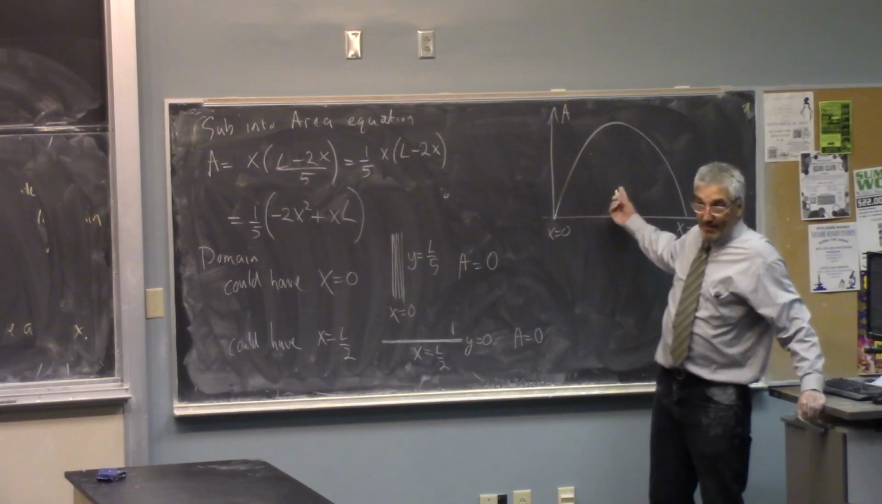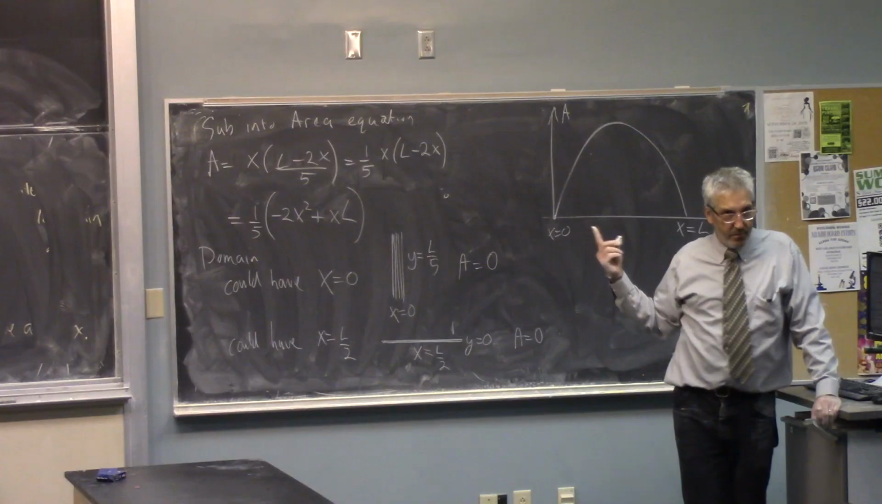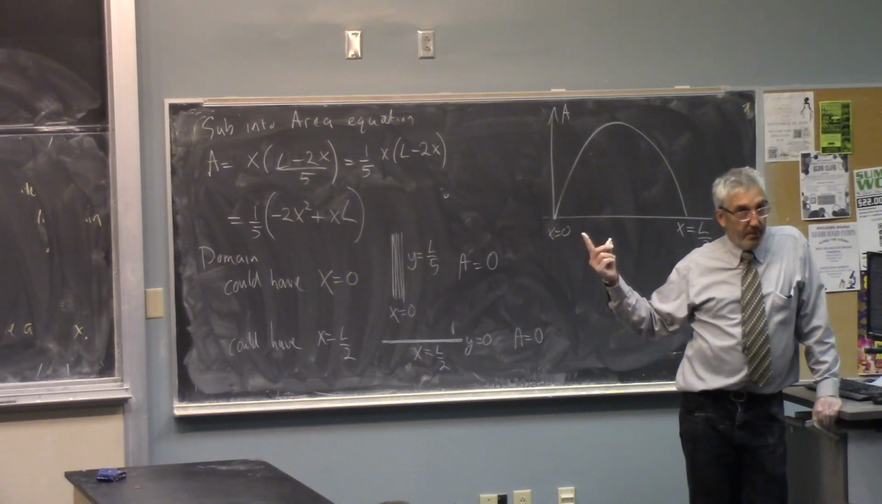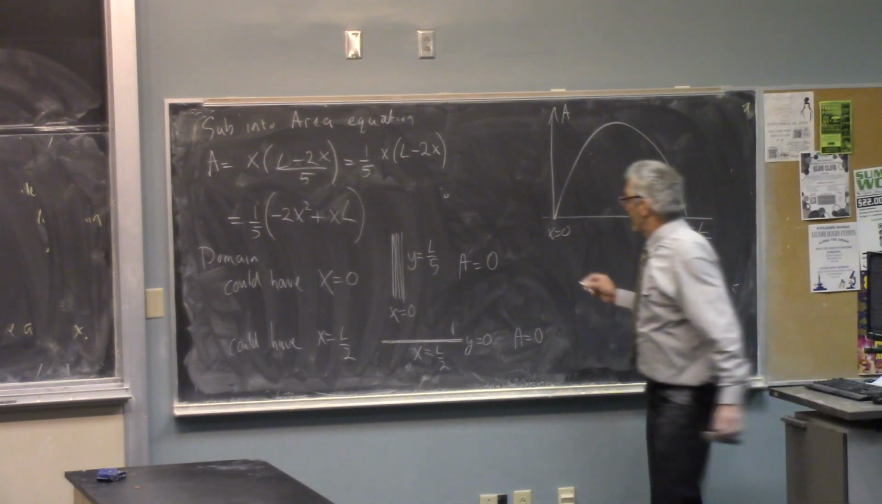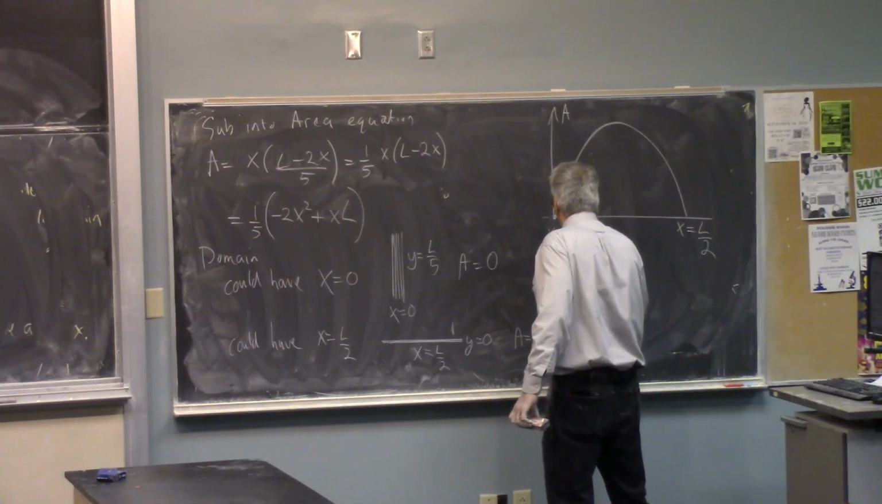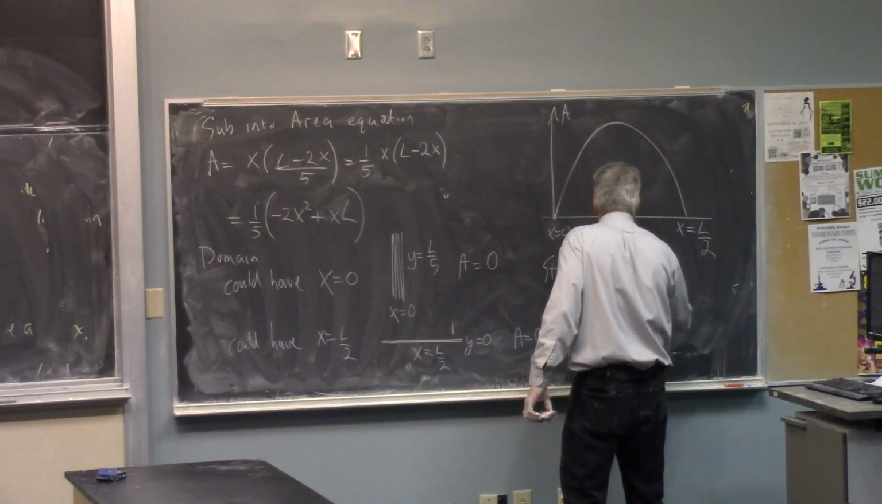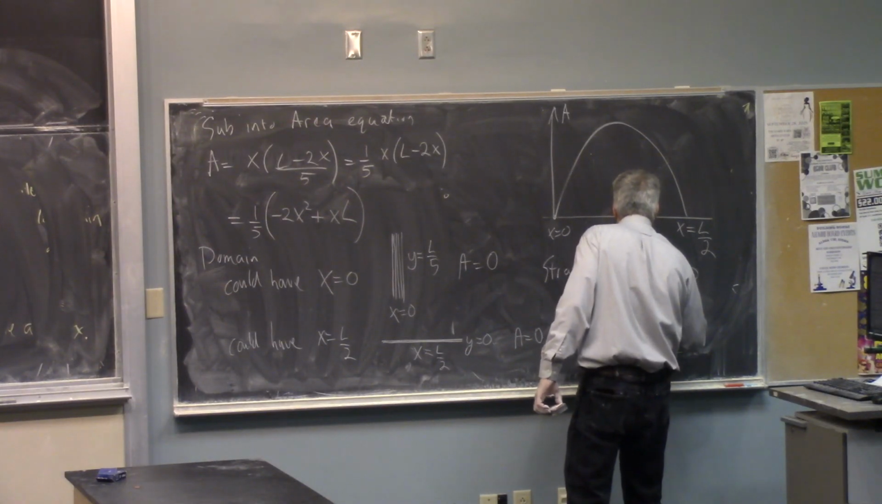Well, we can see there's going to be one. We're going to find the place where A prime is equal to 0. There's only going to be one. That's going to be a local max, but it's also going to be the absolute max. So the strategy: set A prime equal to 0, find x.